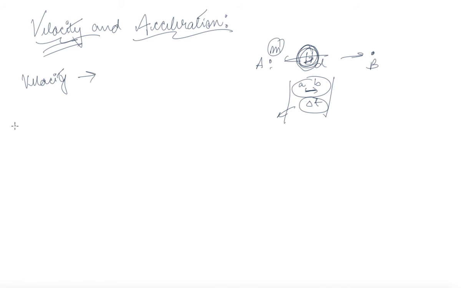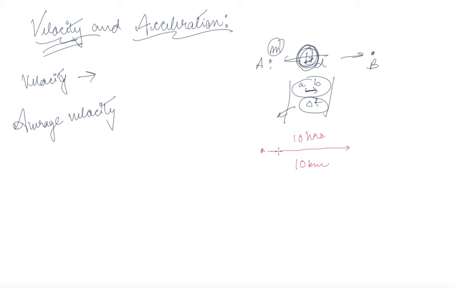Now what is average velocity? Average velocity. Let's look at two examples and understand this. Say suppose this is a distance of 10 kilometer and the time taken is 10 hours.